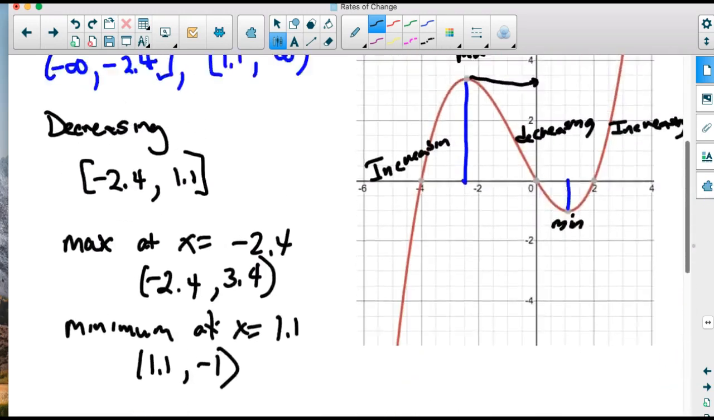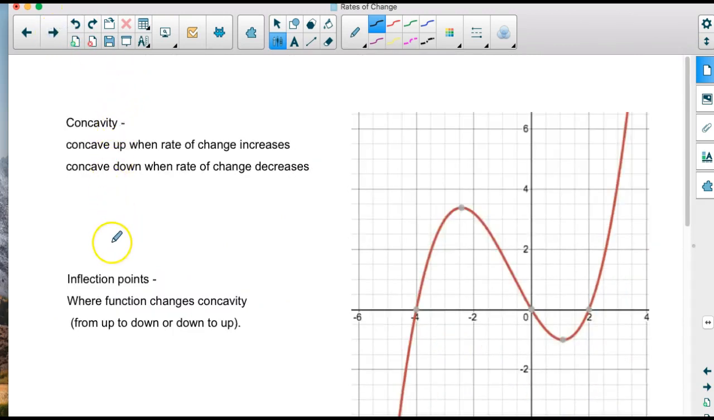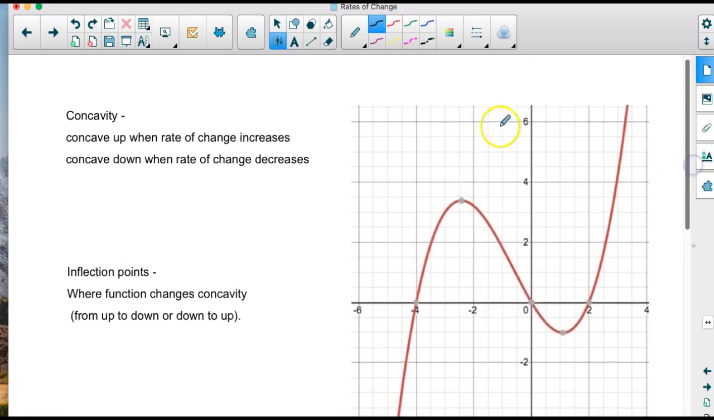All right, we're moving on to the next and last part, which is concavity and inflection points. So we're going to use the same examples on the previous page. Concavity is when the rates of change increase. It's concave up when the rates of change increase, and it's concave down when it decreases. So concave up means it's going to look something like a cup, and concave down means it goes down like this. Inflection points are where that changes.